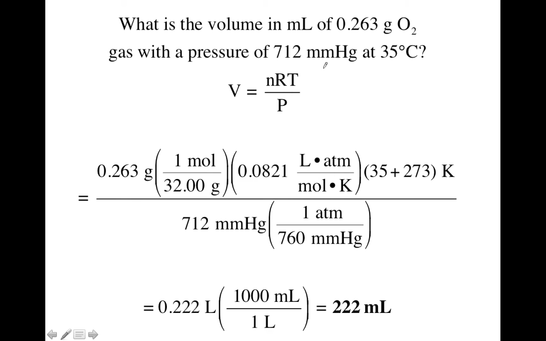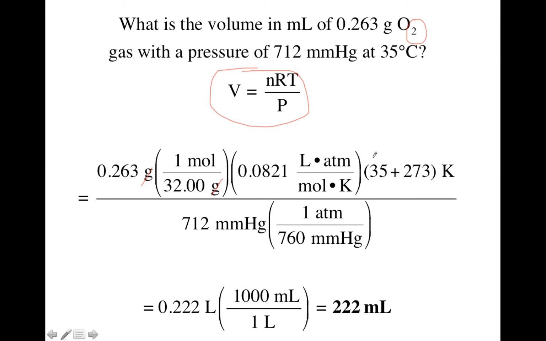Next example, we're going to be solving for volume. So they give you the grams of O2, they give you the pressure, and they give you the temperature. So volume, V, equals nRT over P. So we do the exact same thing we did on the last slide, which is change the grams of O2 to moles. And notice again, it's O2. So the molar mass is double what the periodic table says for oxygen, 2 times 16.00.